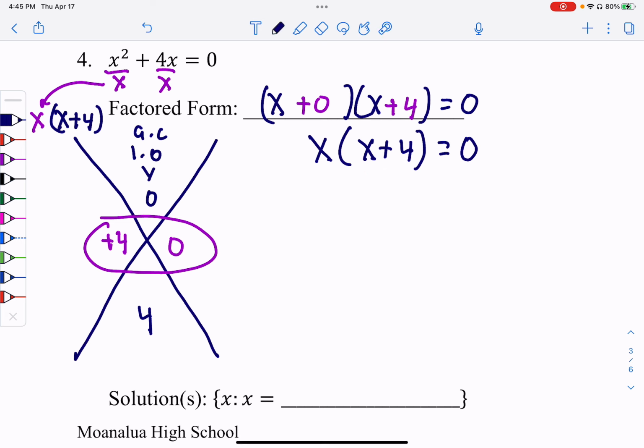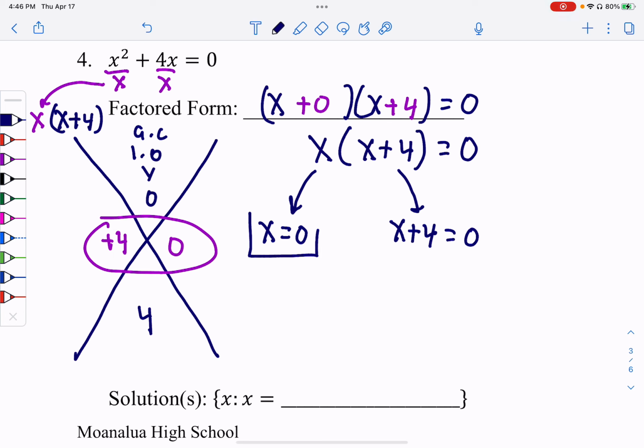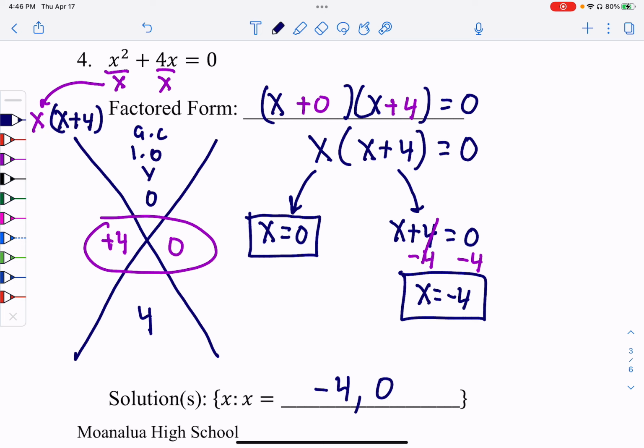Now you're still going to use the zero product property. So x equals 0, x plus 4 equals 0. The x equals 0 is already solved, right? x by itself. So you don't have to add or subtract anything. And then the plus 4, we just do the opposite, subtract 4. So x is equal to negative 4. So we have two solutions. Negative 4 is the smallest, and then 0 is the larger one. So negative 4, comma 0.